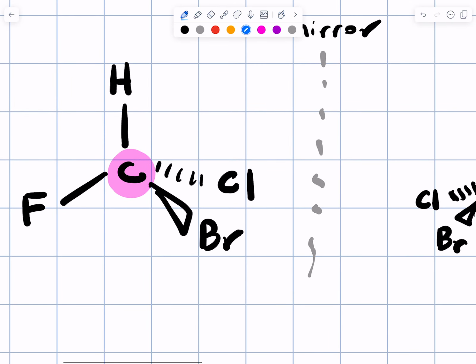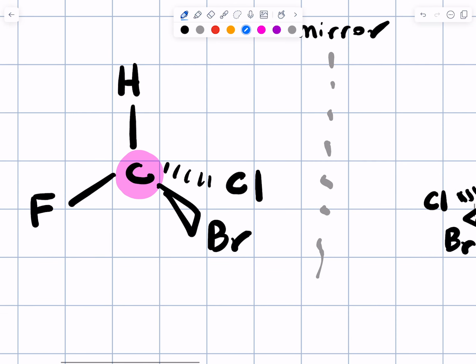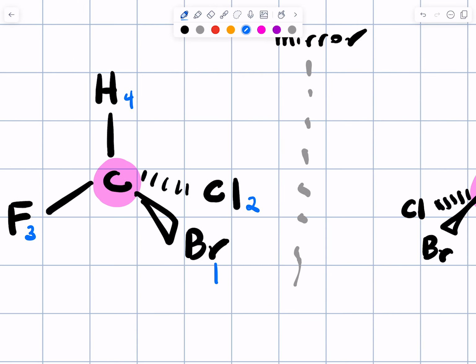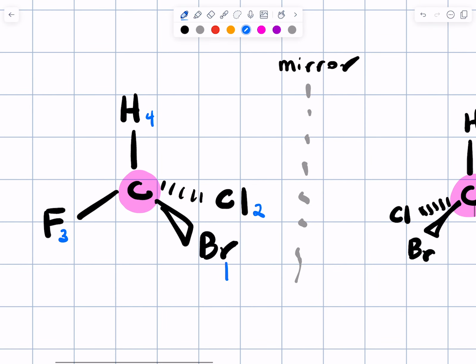In this case, it's pretty simple. Hydrogen is priority group 4 because it's the lightest. And then fluorine is 3, chlorine is 2, and bromine is 1. All right? See how we did that? Just ranking them in weight. If there was a tie, we would ask what other things they are bonded to in the same way we did for E and Z. We'll practice that maybe a little bit.